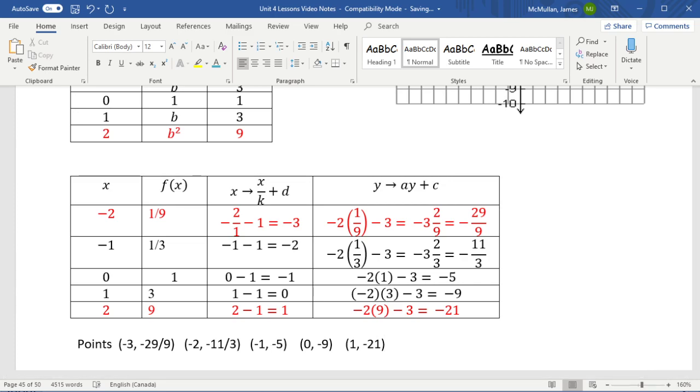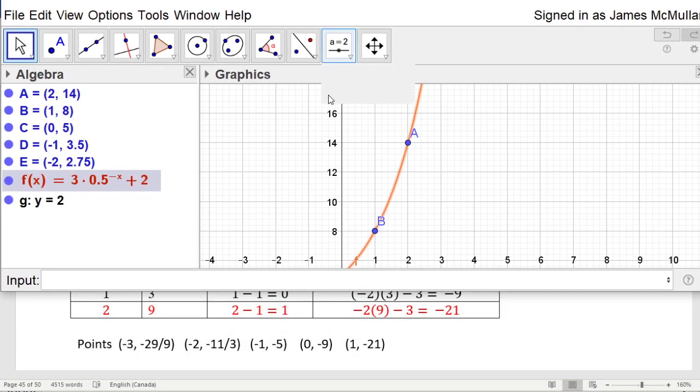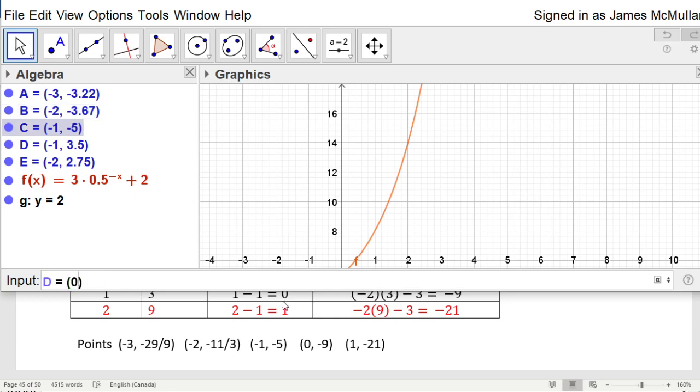Okay, so let's just plot those points here. Okay, so let's move A to make it negative 3, negative 29 over 9. B is going to be negative 2, negative 11 over 3. C is going to be negative 1, negative 5. D is going to be 0, negative 9. E is going to be 1, negative 21.